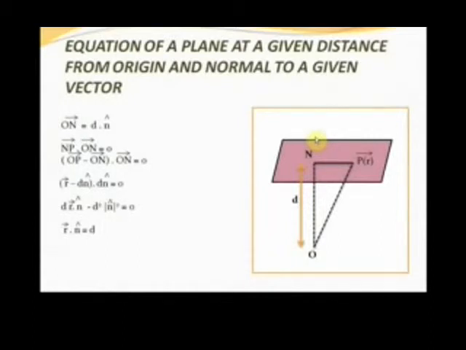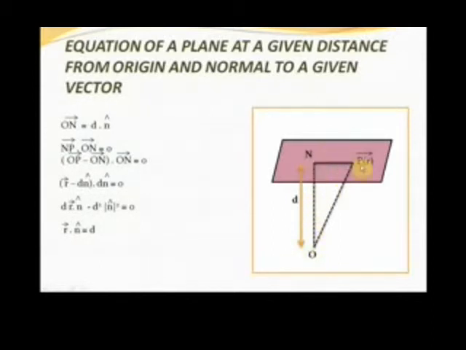The next is the equation of a plane at a given distance from the origin and normal to a given vector. Now we have been given the condition that the plane is at a given distance from the origin and a normal to this plane is also given. Let us say that this is the plane. The plane is at a distance of d units from the point O, which is the origin. Thus the perpendicular distance between the plane and origin is d. Let us say that ON represents the normal.